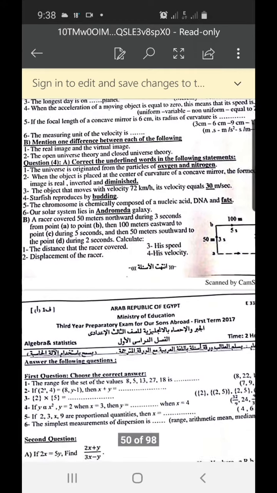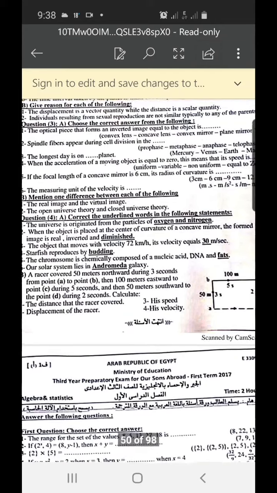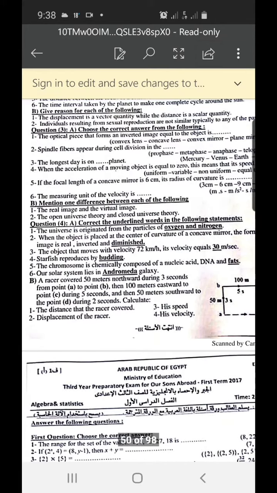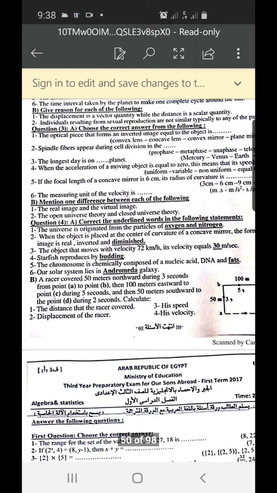Number 3, the object that moves with velocity 72 km per hour, so its velocity equals 30 meters per second. The answer is 20 meters per second. How can we calculate it? We divide 72 by 3.6. The answer will be 20 meters per second.